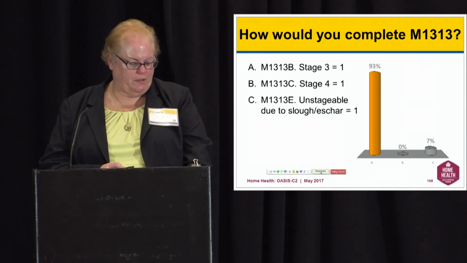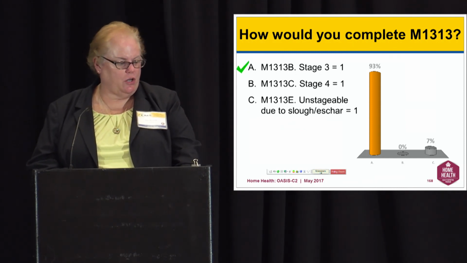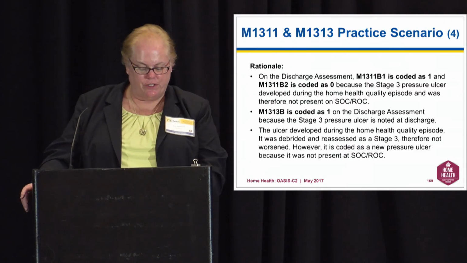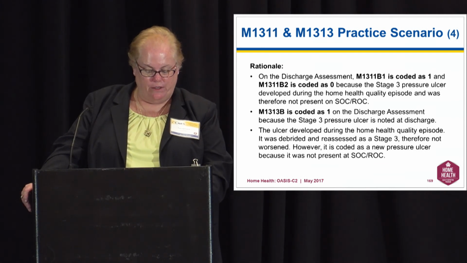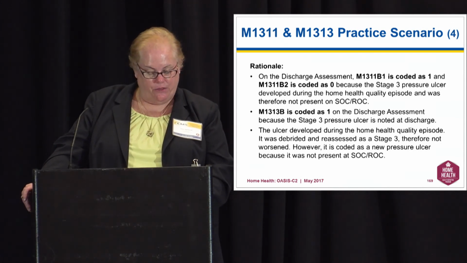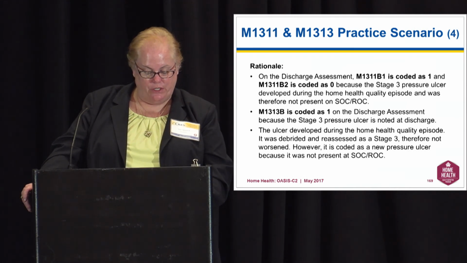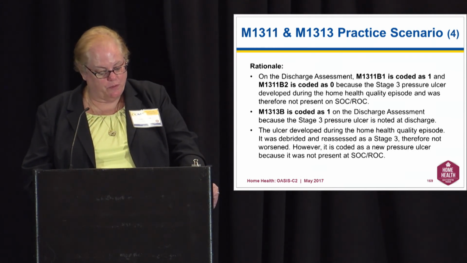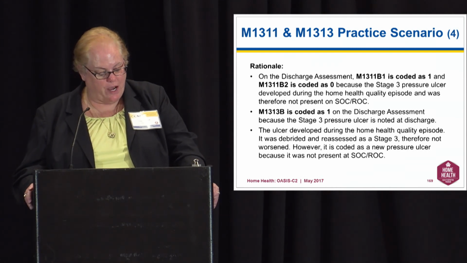So this one, a lot more confident on this, and most people were correct. So let's go through what the rationale here was. On the discharge assessment, M1311B is coded as 1, and M1311B is coded as 0, because the stage 3 pressure ulcer developed during the home health quality episode and was therefore not present at the start of care or resumption of care. Then M1313B1 is coded as 1 on the discharge assessment because the stage 3 pressure ulcer is noted at discharge. The ulcer developed during the home health quality episode. It was debrided and reassessed as a stage 3, therefore not worsened.